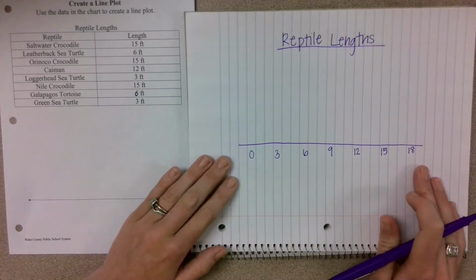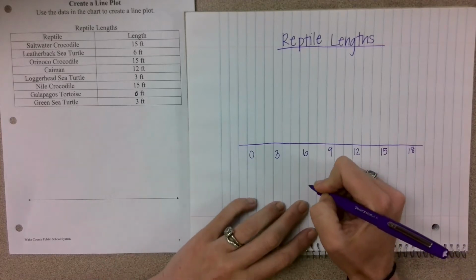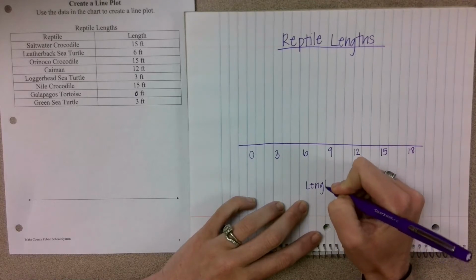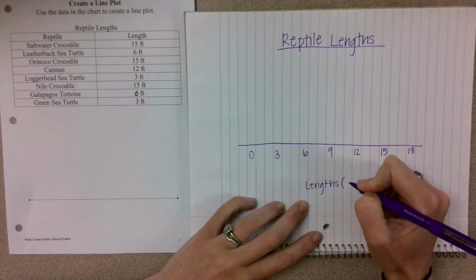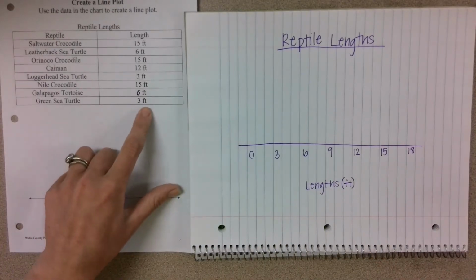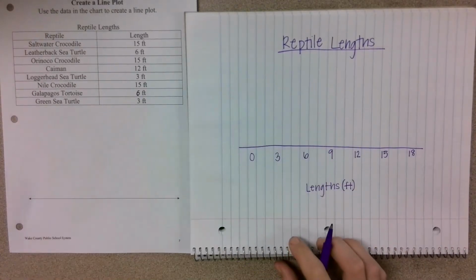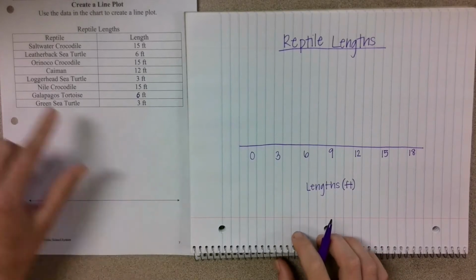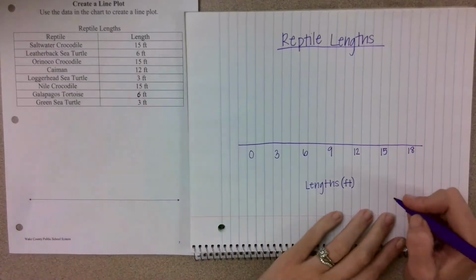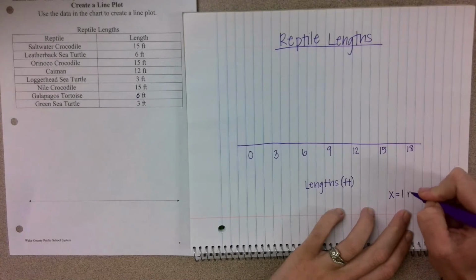Now, I need to know what these numbers represent. So, I am going to title it Lengths, and then I'm going to put in parentheses FT. That stands for feet, okay? And we know it's the lengths of the reptiles. Now, what I'm going to do is every time I see the number, I'm going to put an X there. So I'm going to put X equals 1 reptile.